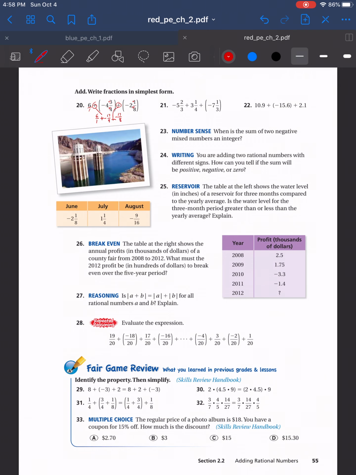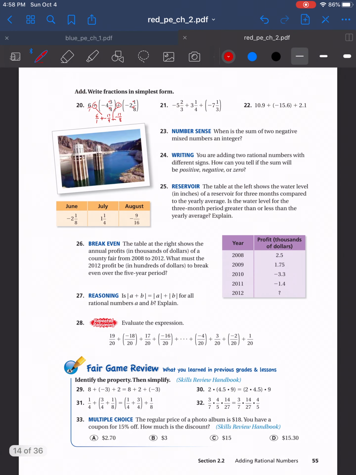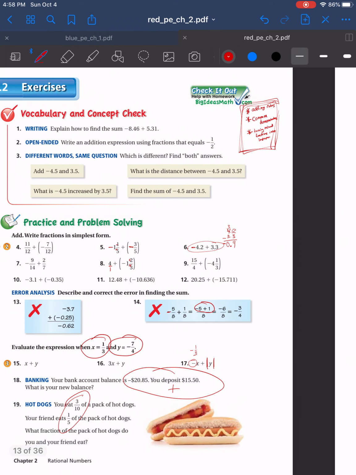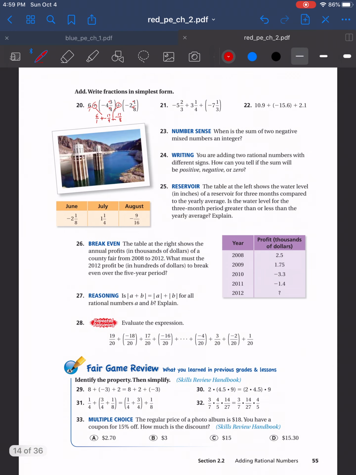So here's your homework assignment. I need you guys to do page 54 and 55. At the top of your homework, you have to write down that this is 2.2, okay? Write down what page numbers, and you are doing numbers 4 through 22 all, okay? All of them. I helped you out with quite a bit of them. Remember to show all of your work.